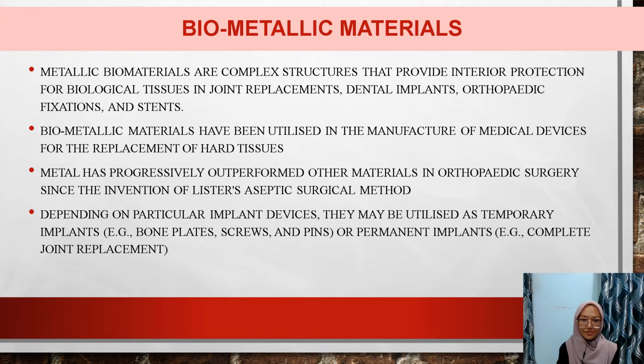The review for biometallic materials. Biometallic materials are complex structures that provide interior protection for biological tissue in joint replacement, dental implant, orthopedic fixation, and so on. Biometallic materials have been utilized in the manufacture of medical devices for the replacement of hard tissues. Metal has progressively outperformed other materials in orthopedic surgery since the invention of Lister's aseptic surgical method. Depending on the particular implant device, they may be utilized as temporary implants such as bone plates, screws, and pins, or as permanent implants, such as total joint replacement.